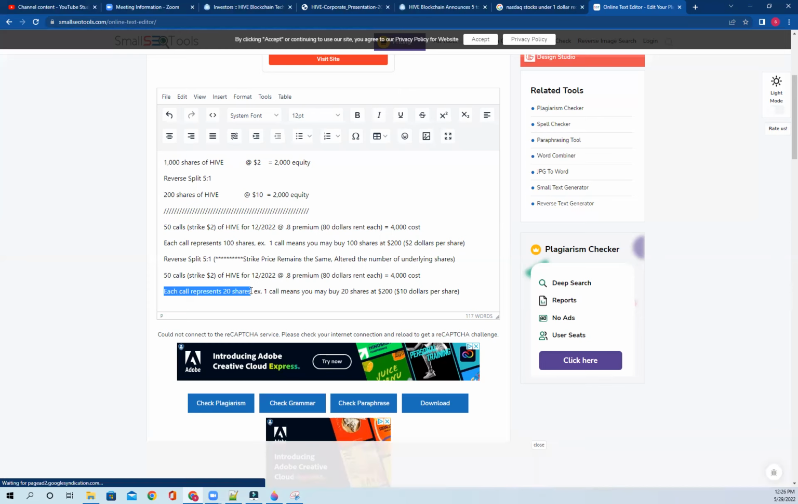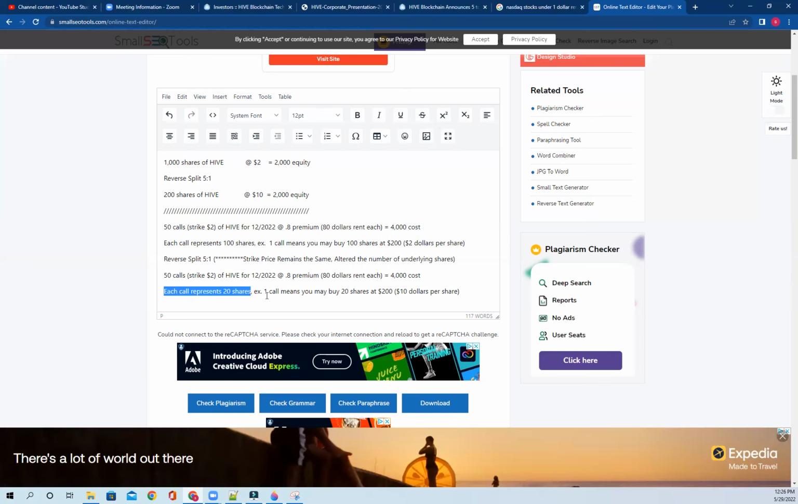So what happens to each of these calls? If you want to exercise that option, you would only be getting 20 shares. You wouldn't be getting the 100 shares. You might say, oh, this is excellent, I only have to pay $200 for that one call, because the strike price remained the same. However, you're only getting 20 shares. So if we do that division, $200 divided by 20, you'd see that really you're still purchasing at $10 per share. And this translates roughly to what was happening before.